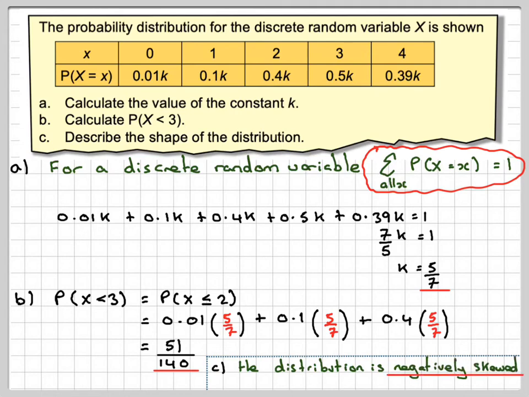Okay, so this has been a video to show you how to calculate a constant for a discrete random variable, and then use the table to calculate probabilities and determine the shape of the distribution.